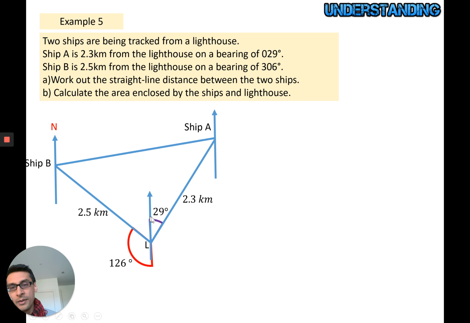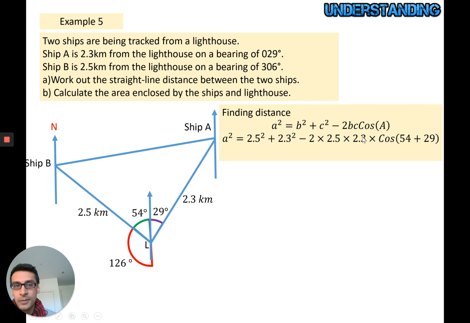I have that there is 306 degrees. That's 180. If I go down by 29, it's 21 plus 26 will give me 6. You take away 1, 2, 54. Now you can see I actually have two adjacent side lengths. Looking for the distance, the cosine rule is my working.